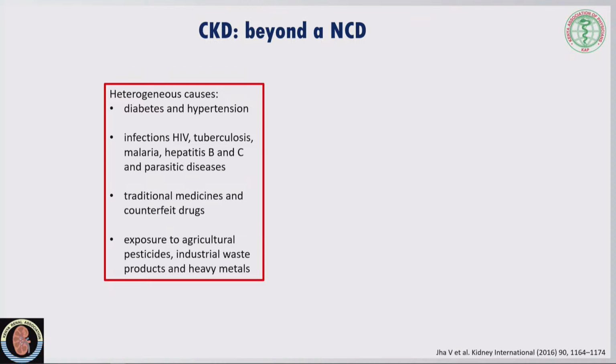Parasitic disorders, including schistosomiasis, cause chronic kidney disease. We have got a big burden of alternative medicines, including traditional medicines. And then you have got counterfeit medicines getting in. You're not sure whether the amoxicillin that the patient is going to get is correct or not. The cough syrup problems, etc.